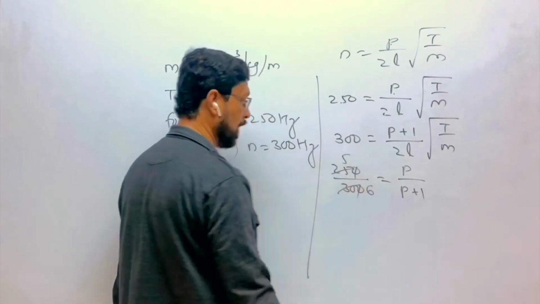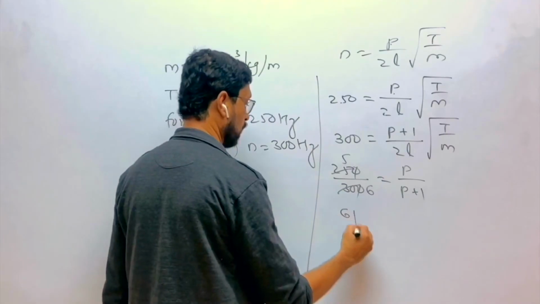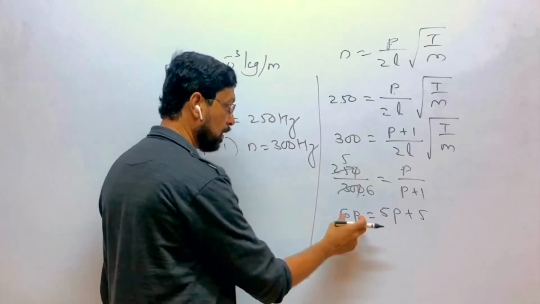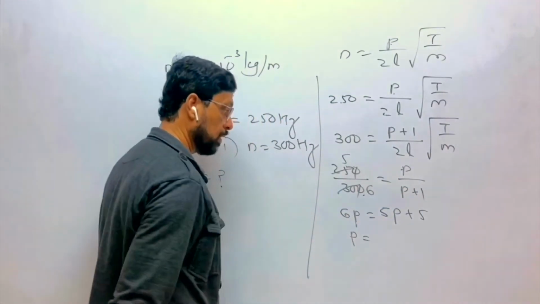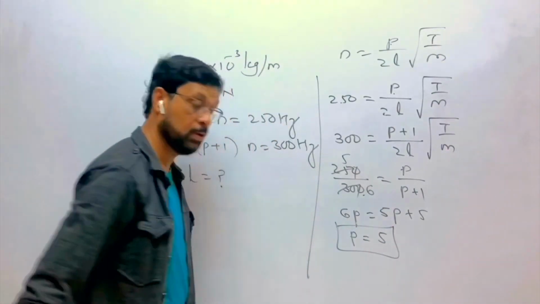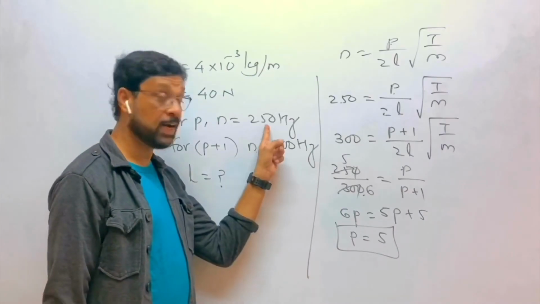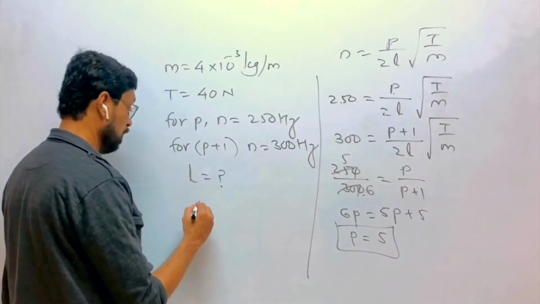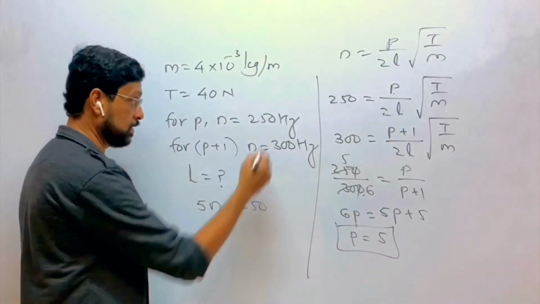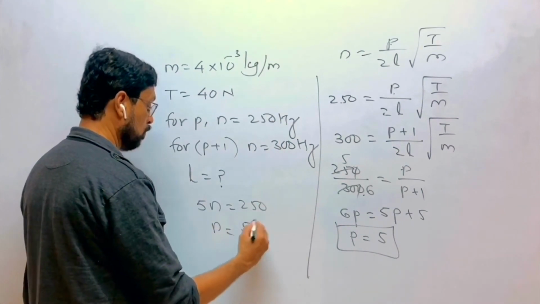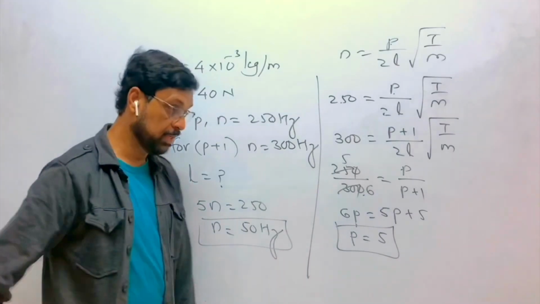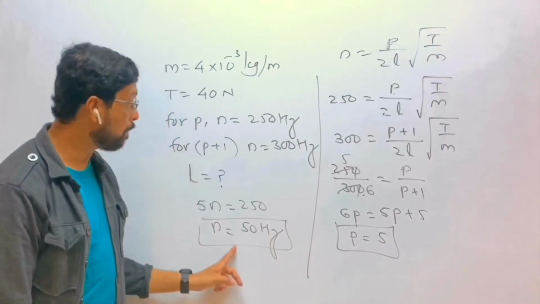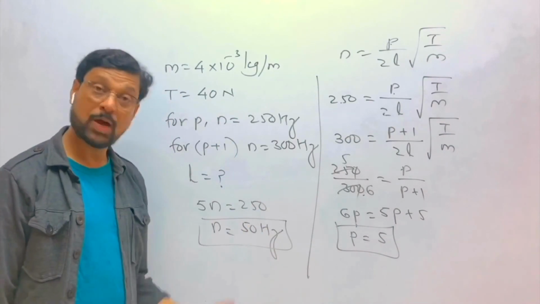सो हियर नाउ 5 5 जा 5, 6 जा 6, क्रॉस मल्टीप्लाई करो। 6P इज इक्वल टू 5P प्लस 5। 6P माइनस 5P, P इज इक्वल टू 5। मतलब ये जो 250 हर्ट्ज है ये कौन सा हार्मोनिक है? फिफ्थ हार्मोनिक है। मीन्स 5n is equal to 250 hertz, means n is equal to 50 hertz, means fundamental frequency of the wire is 50 hertz। आपको फाइंड करना है L। तो अब क्या करेंगे?